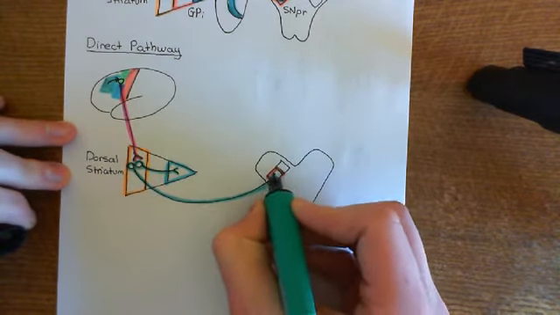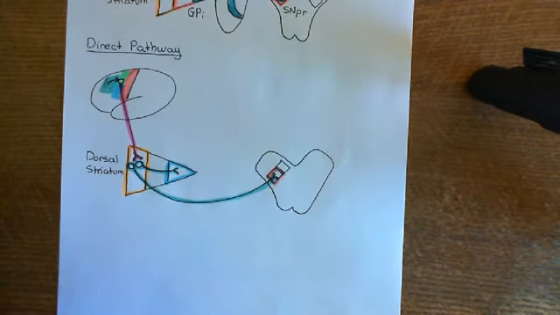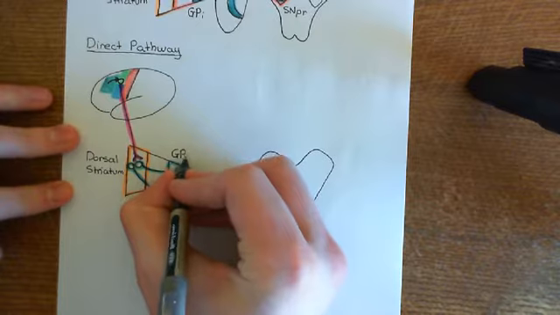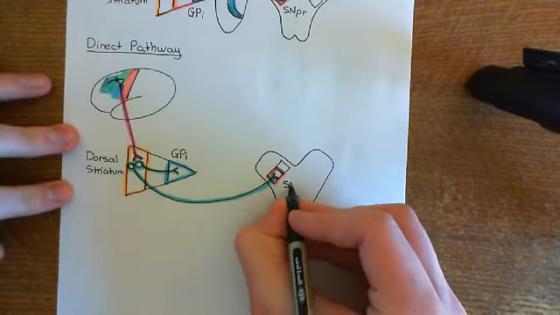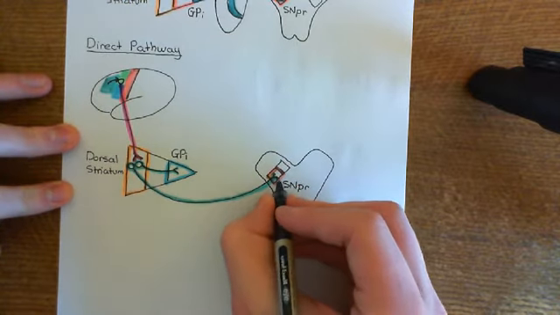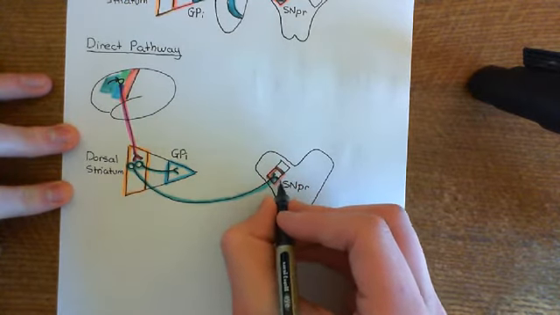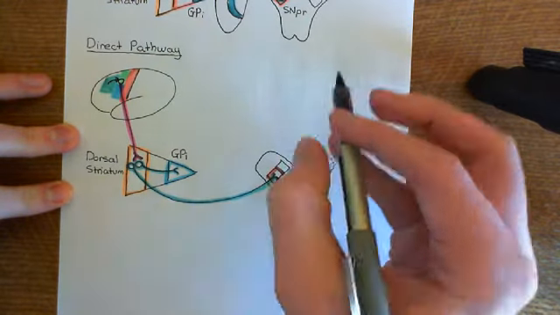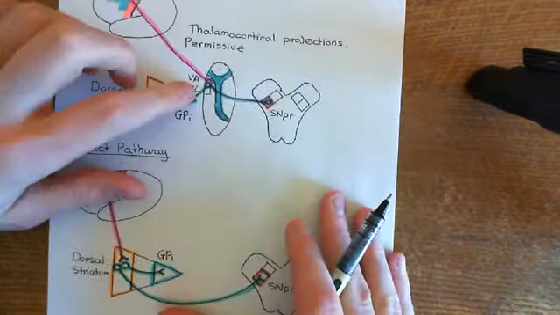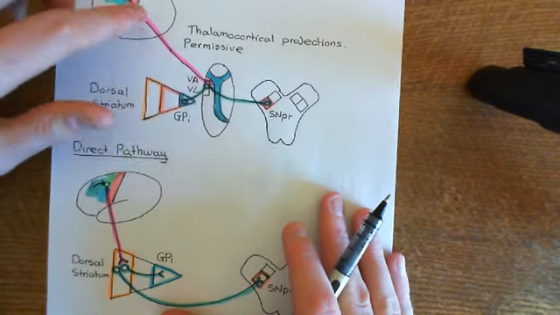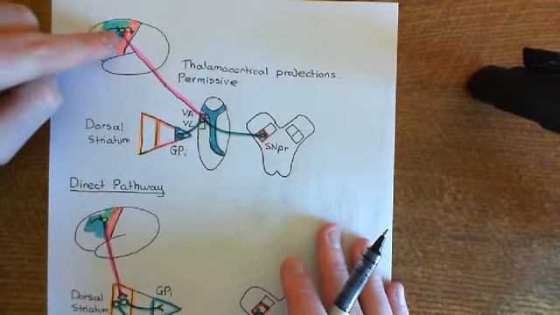Okay, so what are they now going to do? They are going to go into particular portions of the internal globus pallidus and particular portions of the substantia nigra pars reticulata, and they are going to inhibit them. And these particular portions that are going to get inhibited are going to be the portions that are inhibiting the particular portion of the ventral anterior or ventrolateral thalamic nuclei, which would give permission to this particular area of the secondary motor cortex.